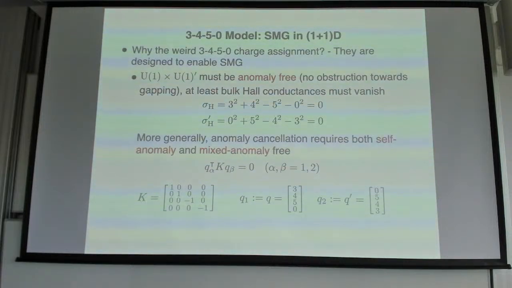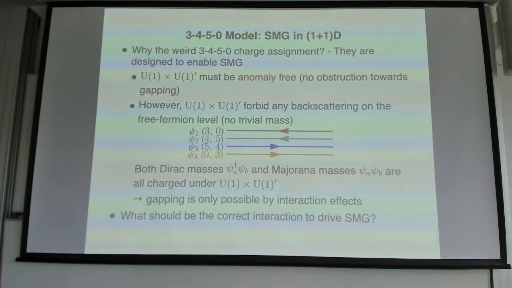So okay, you say that's not restrictive enough. Just by using this equation, I can find many other solutions for you. However, we also wish that it is not so trivial, right? If you assign 1, 1, 1, 1, of course, that's also satisfying all this anomaly cancellation condition. But in that case, you will have a very simple way to gap out these boundary modes, or gap out this chiral fermion, by bilinear level backscattering. So the reason that it's well designed as 3450 is to avoid this trivial gapping from happening.